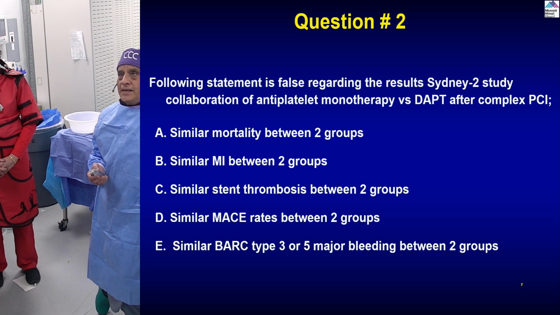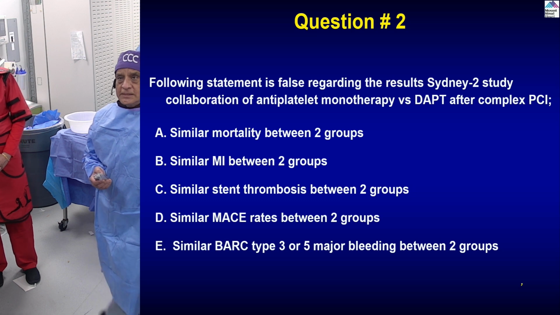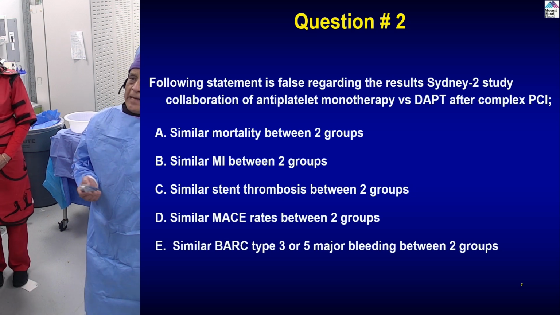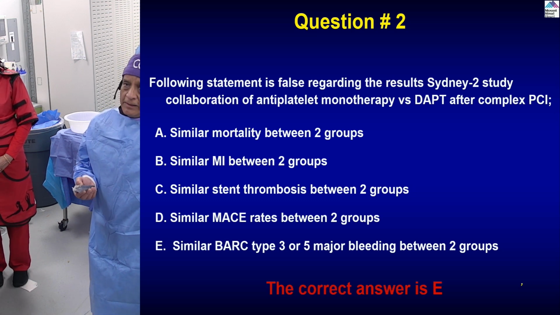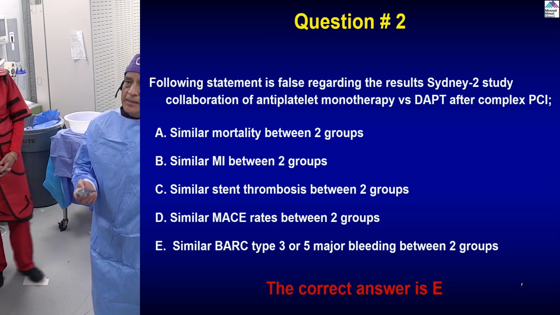Second, the following statement is false regarding the results of the SYNERGY 2 study, a comparison of antiplatelet monotherapy versus DAPT after complex PCI: similar mortality, similar MI, similar stent thrombosis, similar MACE, and similar BARC type bleeding. The answer is E, wrong, because there was lower bleeding in the monotherapy group.